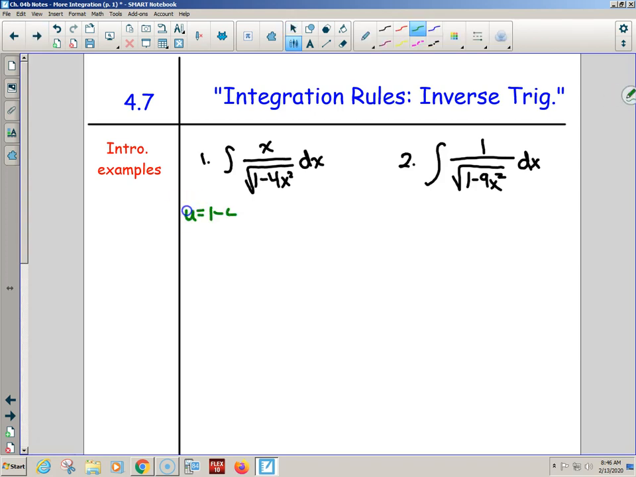1 minus 4x squared. Because who would your du be? Come on, you guys know, negative 8x dx, right? Do you see how CalcChat would be pretty happy besides the negative 8? Because they're like, hey, it's perfectly there, right? Yeah. Okay, so that's good. This works, having u be that entire weight.